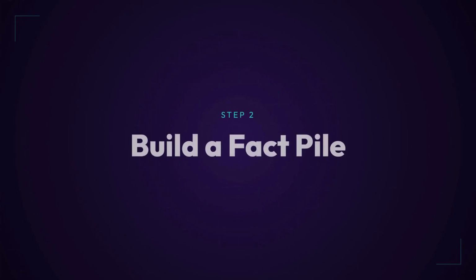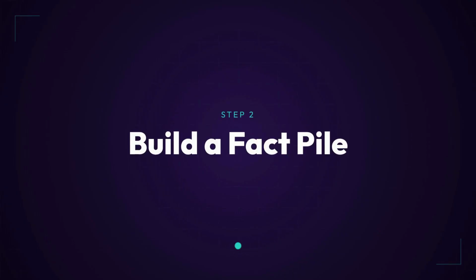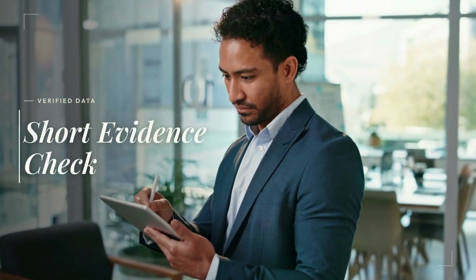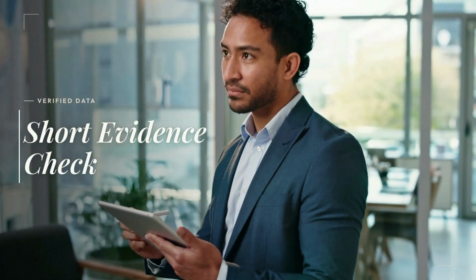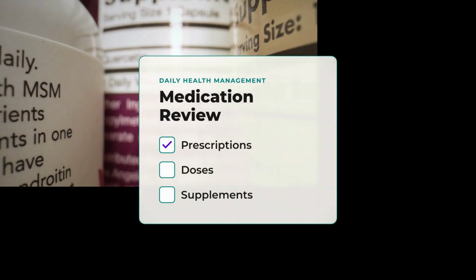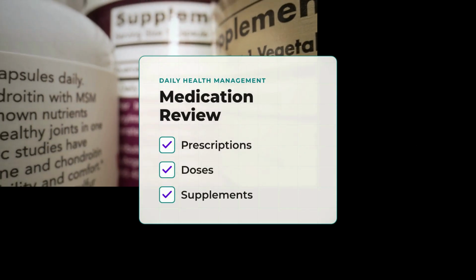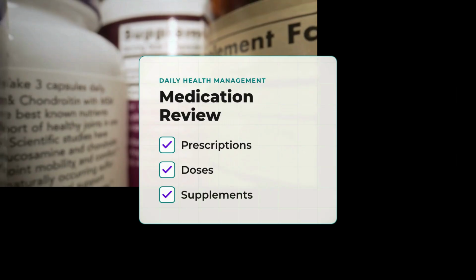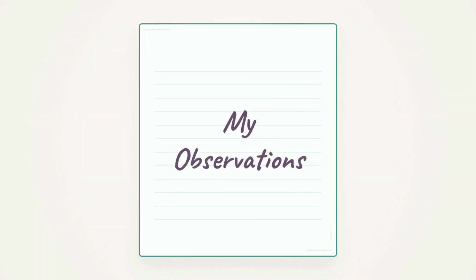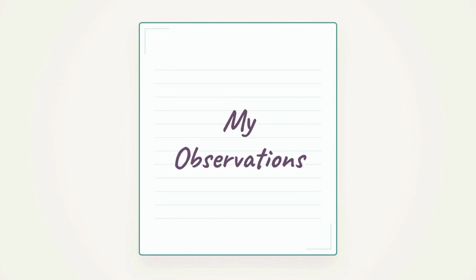Step 2. Build a fact pile. Now gather your source material before you start prompting. This is a short evidence check, not a memory test. Open the appointment confirmation so you know the date and purpose. Copy medication and supplement names and doses from the label or current record. Find the exact dates of new prescriptions, tests, measurements, or messages. Write your observations in your own words and label anything uncertain.